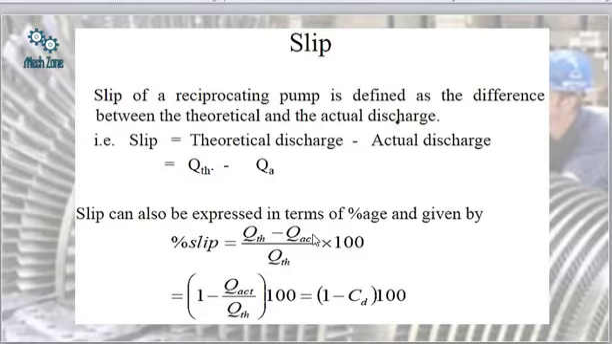So (Q theoretical minus Q actual) upon Q theoretical into 100 would be the slip. Or if we divide the entire expression by Q theoretical, then it is (1 minus Q actual upon Q theoretical) into 100. And we know that the coefficient of discharge is equal to Q actual upon Q theoretical. So slip can also be derived from the formula of the coefficient of discharge if it is given. (1 minus coefficient of discharge) into 100 would be the percentage slip.